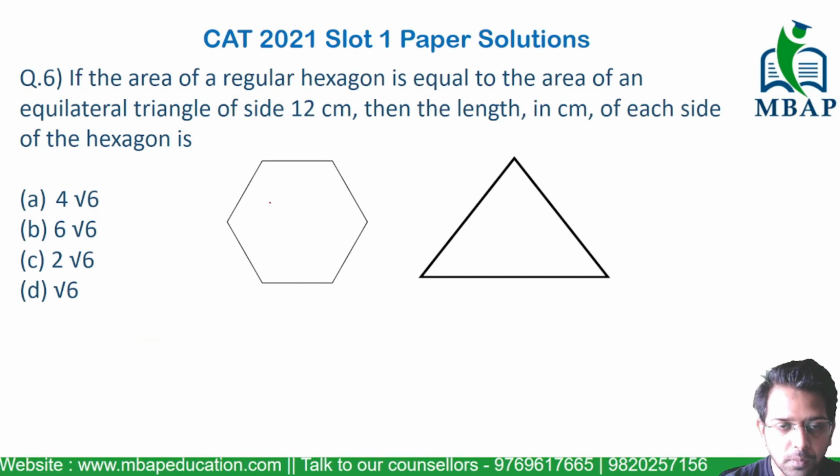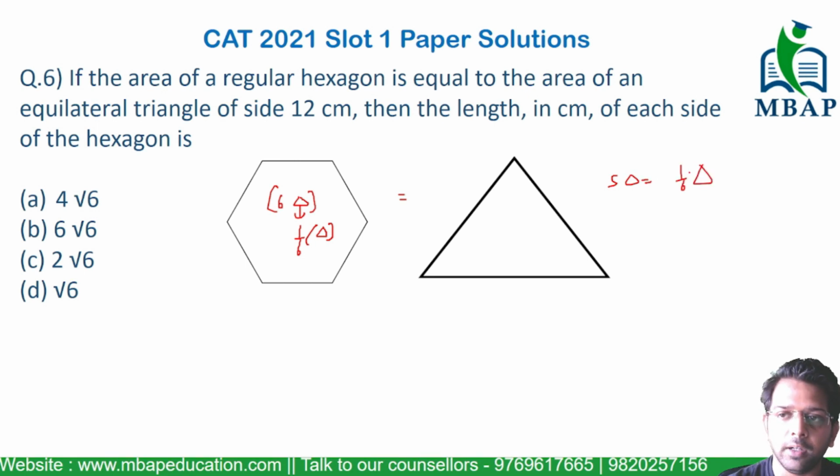Or else, we also know that there are 6 equilateral triangles. I repeat, there will be 6 equilateral triangles which can be formed in this hexagon. Now the area of this small equilateral triangle will be equal to 1/6 of the area of this big triangle which is on the right side. So the area of each triangle in this hexagon will basically be 1/6 of the area of the bigger triangle on the right hand side.